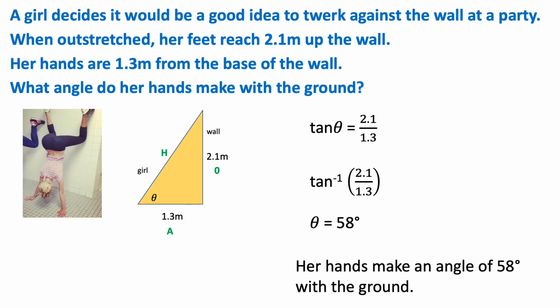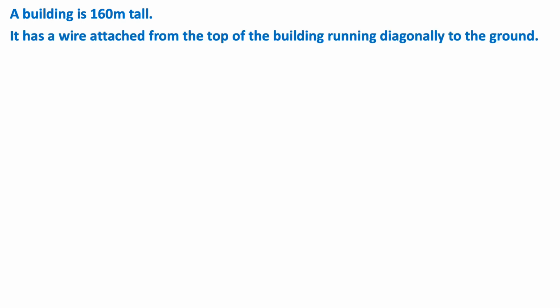One more question. Again, different scenario. This time, you've got a building that's 160 meters tall. So just draw a building. Draw a big building. When you're ready, the next line says, it has a wire attached to the top of the building running diagonally to the ground. So you now need to draw a wire that's stuck to the top of the building. Diagonally is a big clue there that runs down to the ground. So make that part of your diagram.